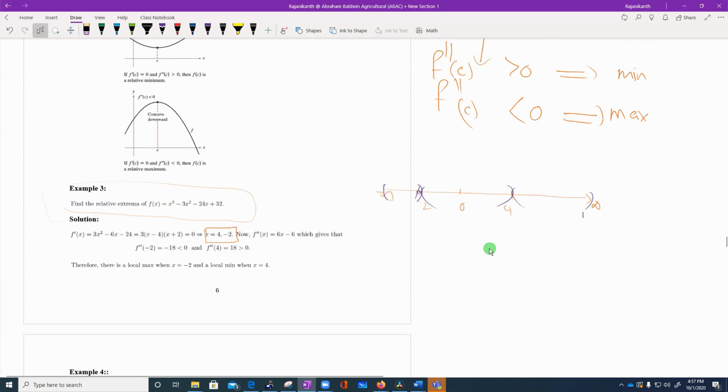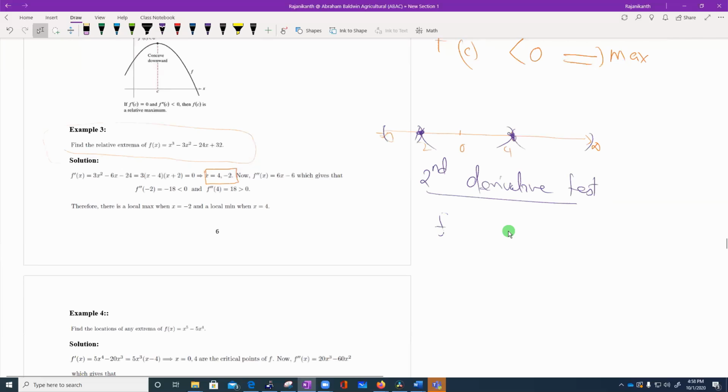Okay, so now what is our task? Our task is to check only at these two points, because we got only two critical points. So the function will be either max or min at these two points, so you have to check that. Now we need to know the second derivative as well, because we are going to use the second derivative test. Of course, we should know the second derivative of the function. This is my first derivative.